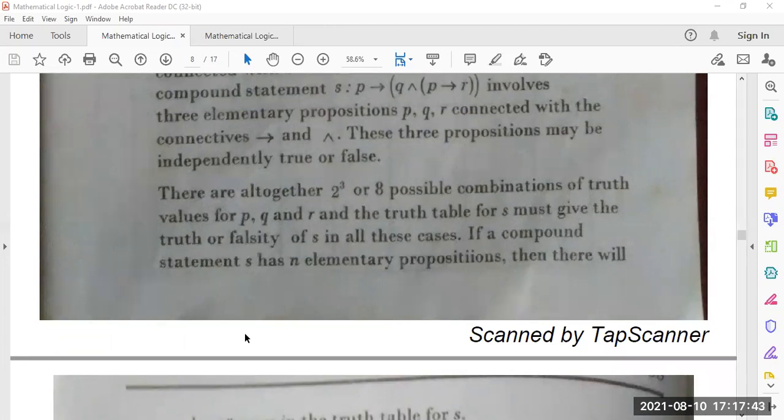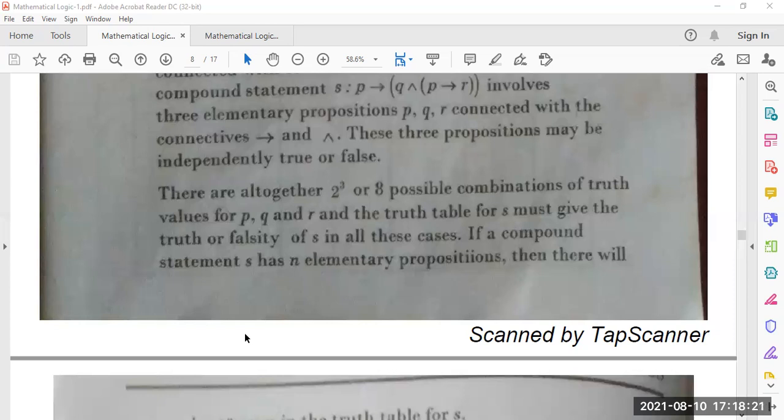Because of that, here the number of propositions is 3, and two connectives are used here, one is implication and another is meet. The propositions are 3, so 2 to the power 3 will be there. There are altogether 2 to the power 3, or 8, possible combinations of the truth values for P, Q, R, and the truth table for S must give the truth or falsity of S in all these cases.